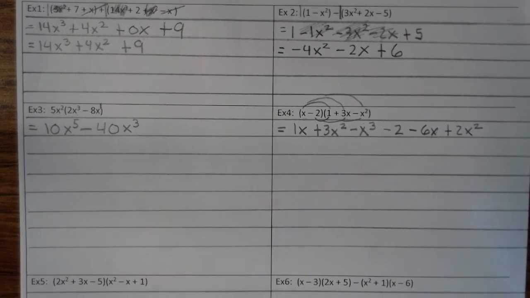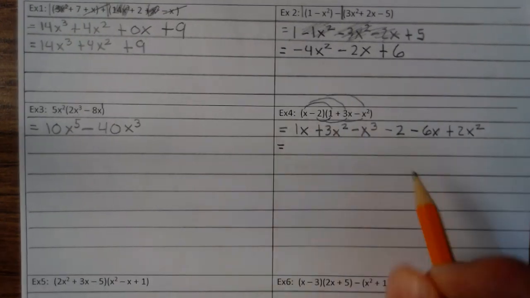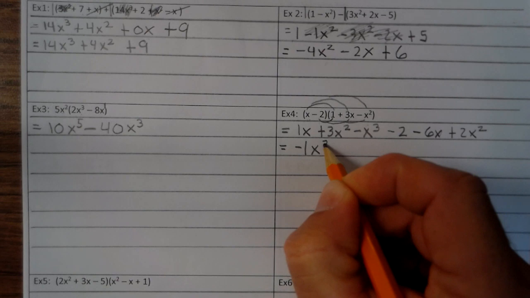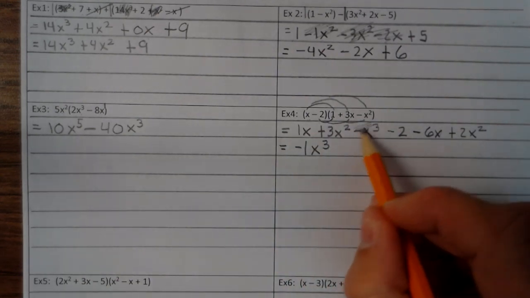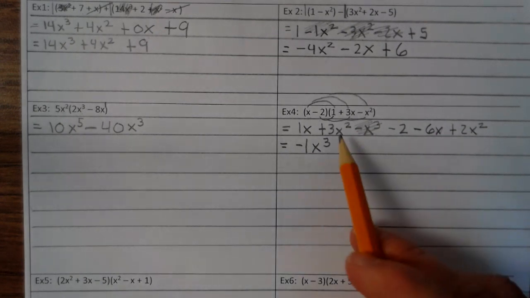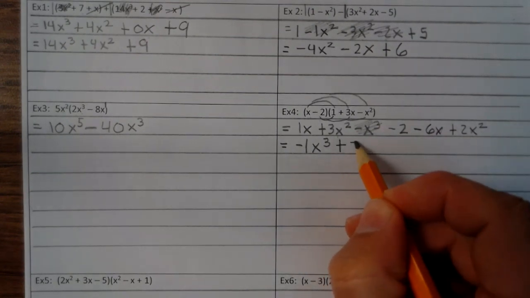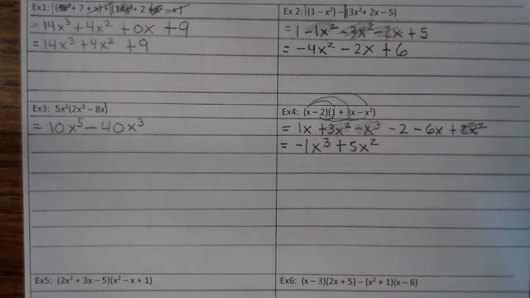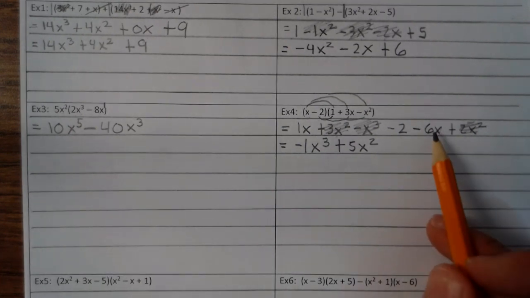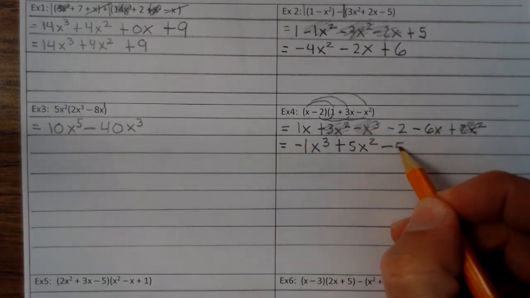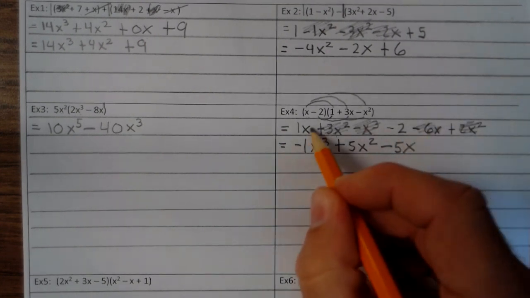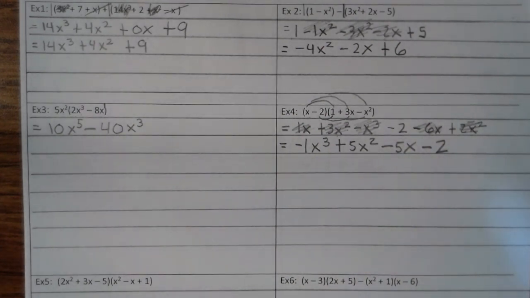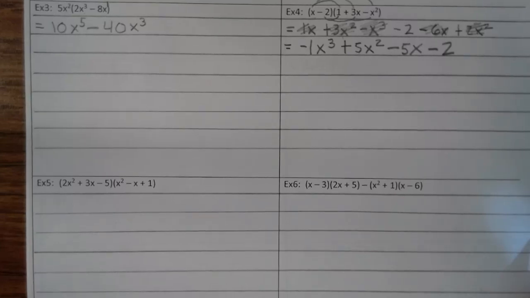Okay, so now we combine terms. Let's start with the highest exponent, which is x cubed. There's nothing to combine with, so we have negative 1x cubed. All right, and I'm going to mark that out. Now we look at the x squared. So we have 3x squared and 2x squared. That combines to be plus 5x squared. Again, we're done with those. All right, now we look at the x. So negative 6x plus 1x is minus 5x. So we're done with that. And then minus 2. All right, go ahead and finish up example 4. All right, example 5.